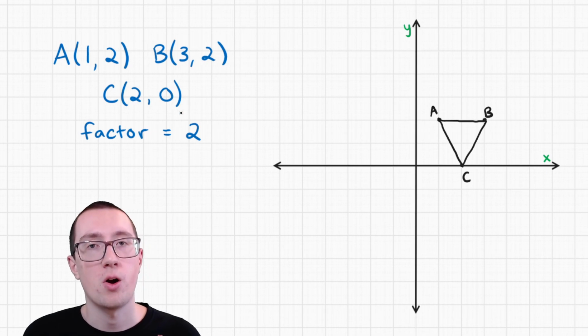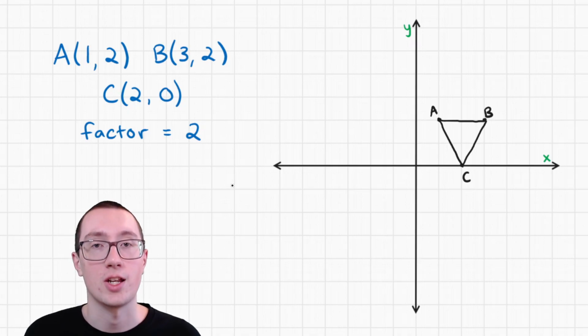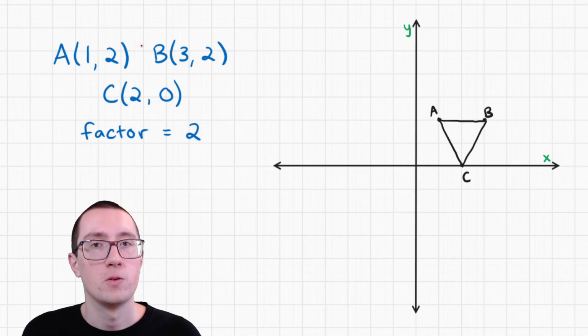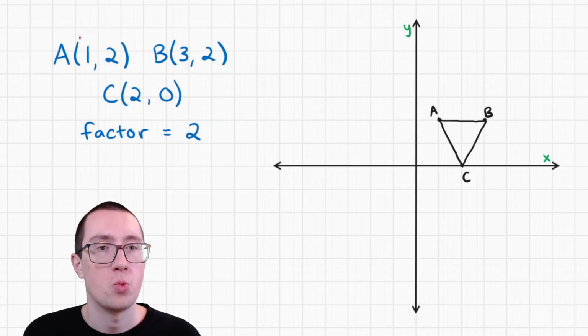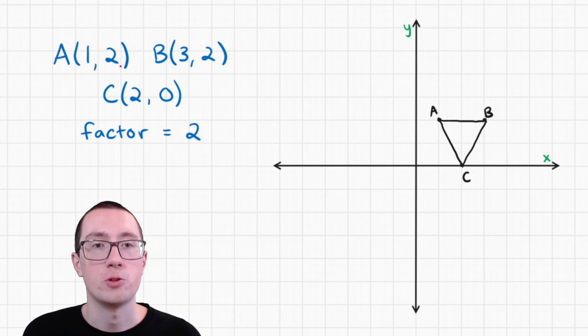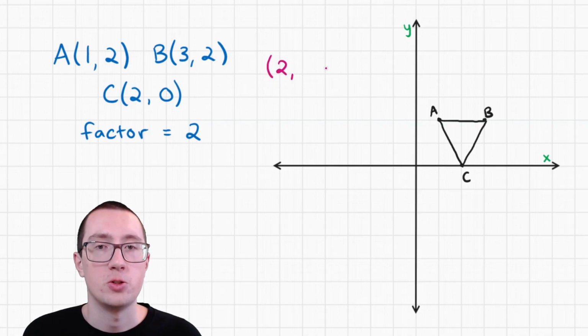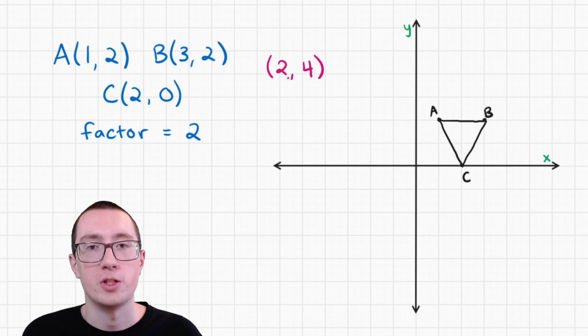So now we need to draw our dilated version, which has a factor of 2. So everything is going to get multiplied by 2. And we do this individually for each point and for the x and y of each point. So let's talk about point A first. Point A is 1, 2. 1 for x, 2 for y. So to dilate it by a factor of 2, we need to multiply each of those numbers by 2. So 1 times 2 is 2, and 2 times 2 is 4. So our new point for A is going to be 2, 4.